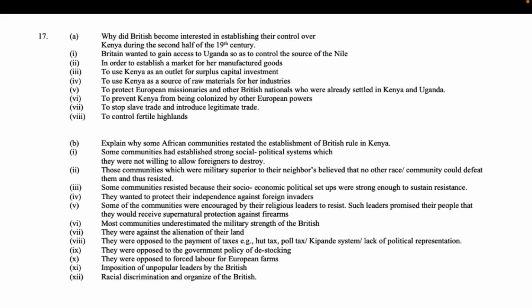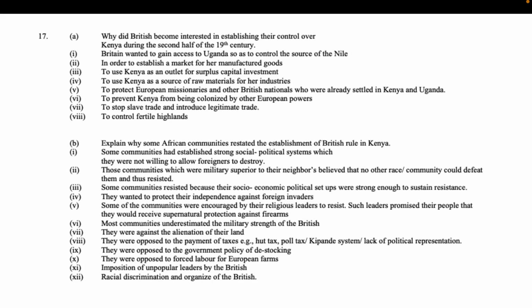They were against the alienation of their land. They were opposed to the payment of taxes, e.g., hut tax, poll tax, kipande system, and lack of political representation. They were opposed to the government policy of destocking. They were opposed to forced labor on European farms. Imposition of unpopular leaders by the British. Racial discrimination and arrogance of the British.